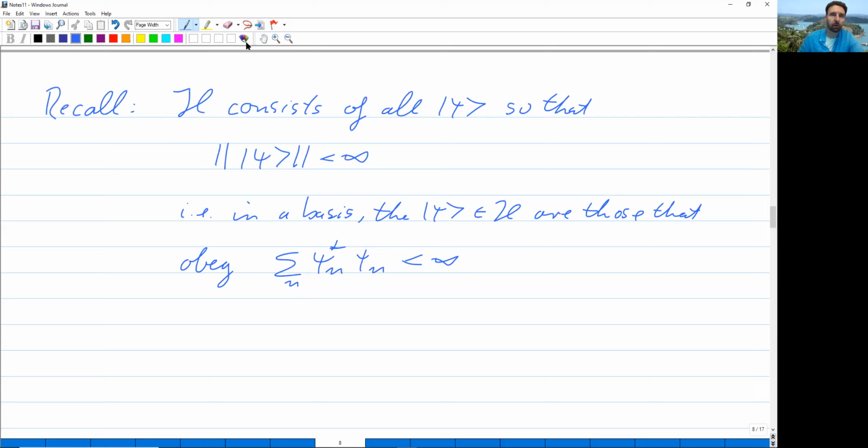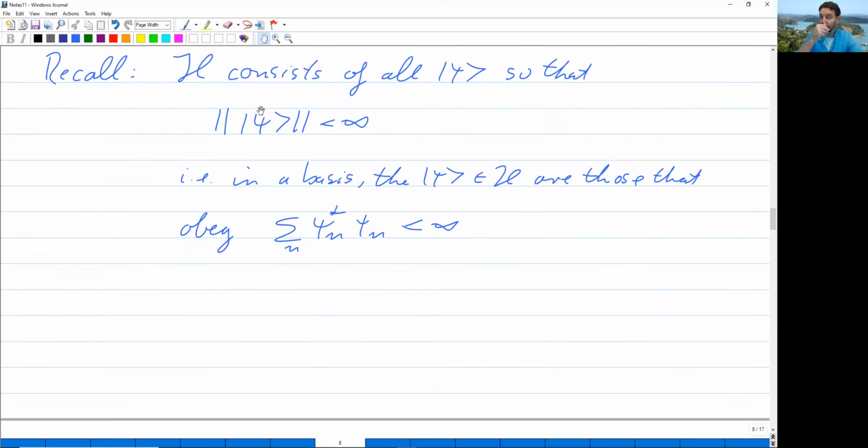All right, so I was claiming that the resolution of the identity will provide us with a bridge between the abstract basis-independent representations and the concrete basis-dependent representations. And here is a summary then of this.